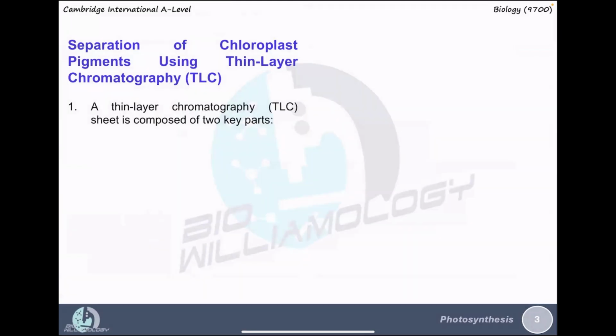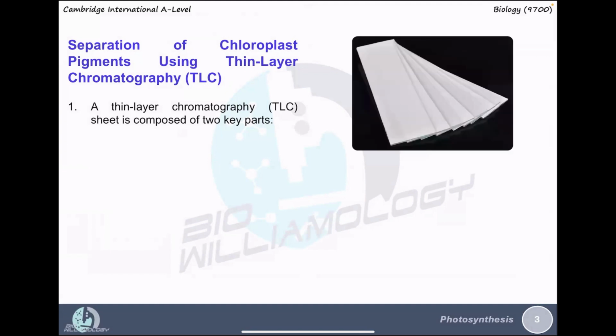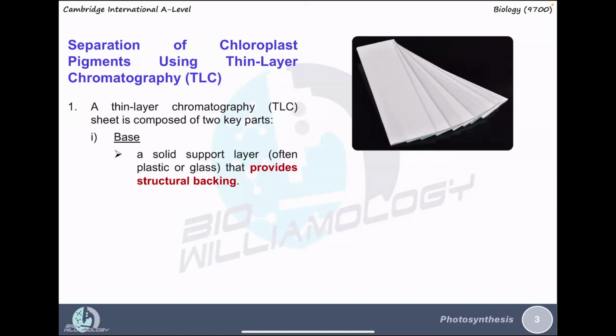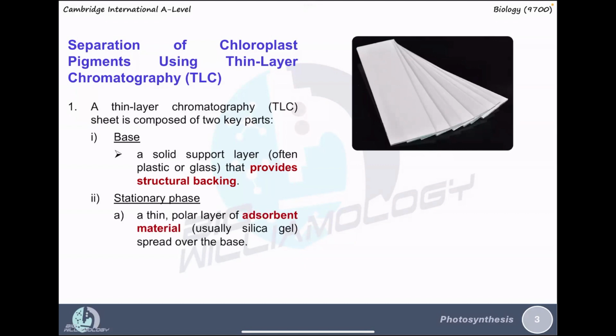For the separation of chloroplast pigments by using thin layer chromatography, we need a thin layer chromatography sheet or a strip, which is shown in this diagram. This chromatography strip consists of a base, which acts as a solid support layer that provides structural backing. On top of this base, we have the stationary phase, which is a thin polar layer of adsorbent material, which can be silica gel, spread over the base.